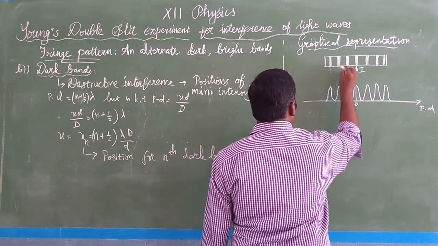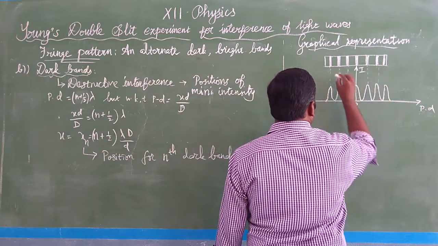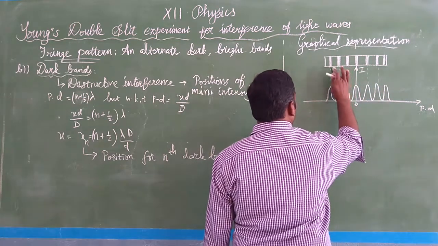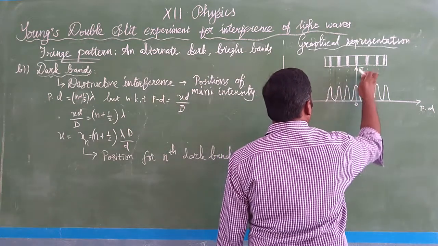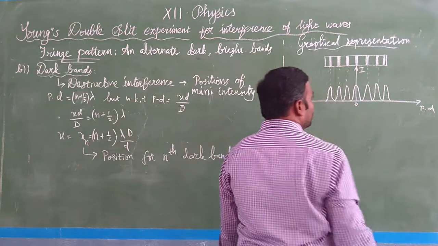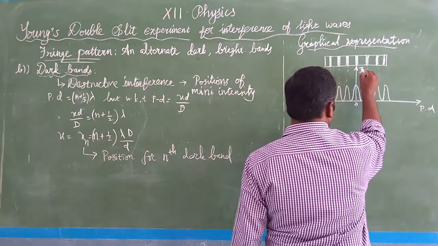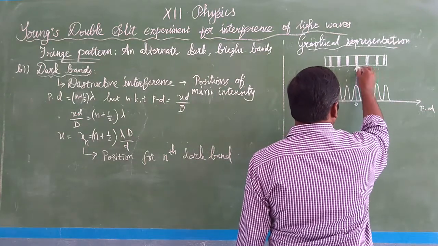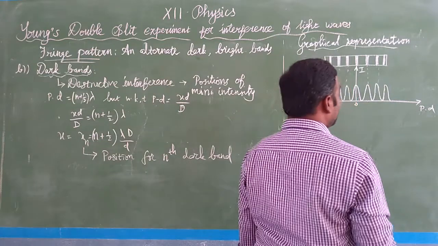So these are all bright bands. And these are all dark bands. Do you understand? Everything inside this is all dark band. So how do we represent a complete wave? The graph is plotted between, what is it? Yes, intensity and the path difference.